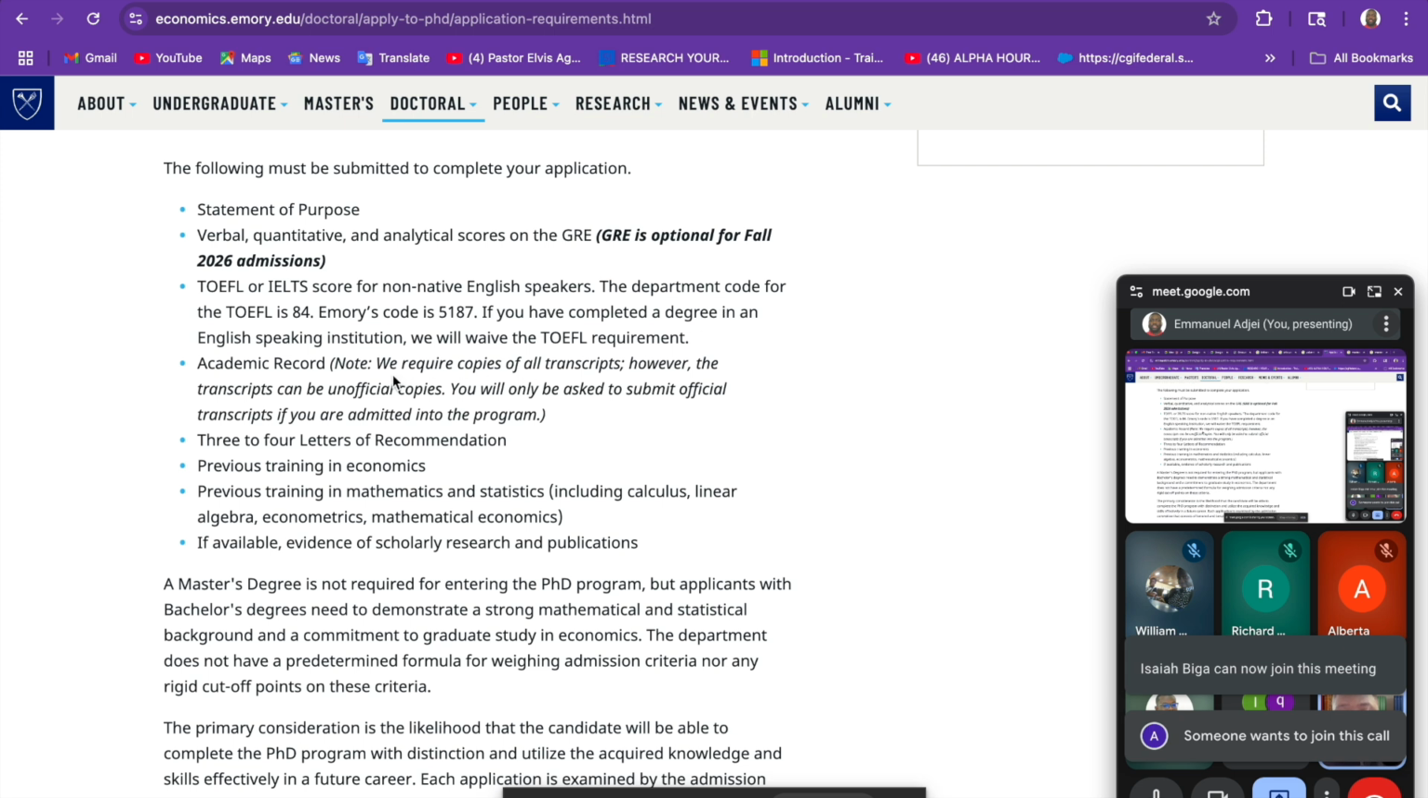Then next, academic record. So we require copies of all transcripts. However, the transcript can be unofficial. What is unofficial transcript? The unofficial transcript is not the transcript sitting in your portal with unofficial on top of it as a copy.